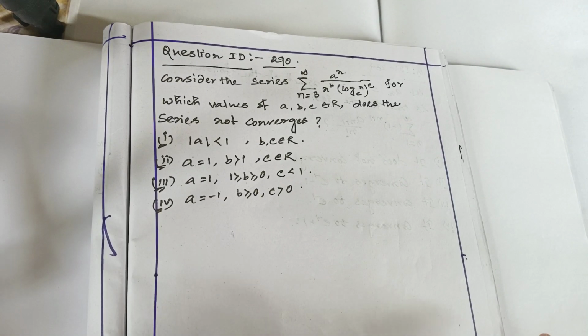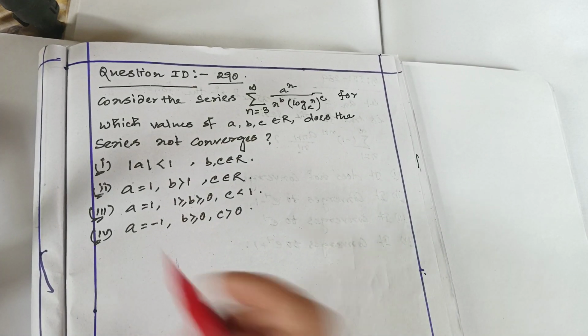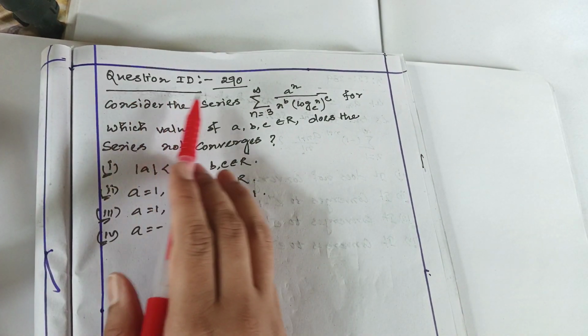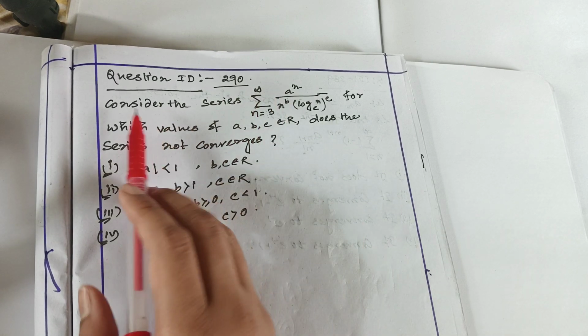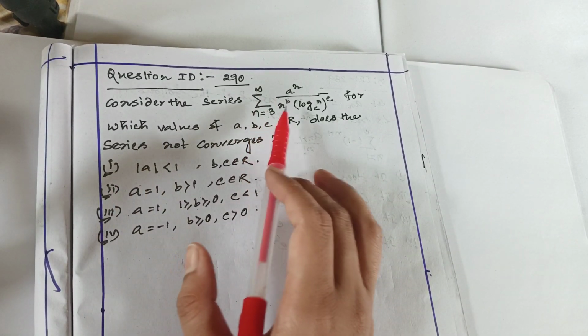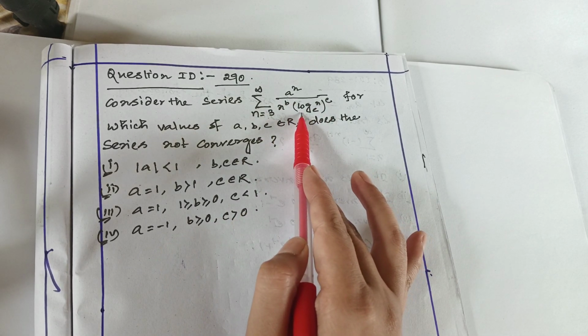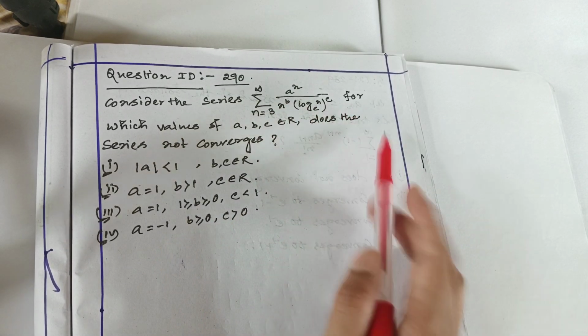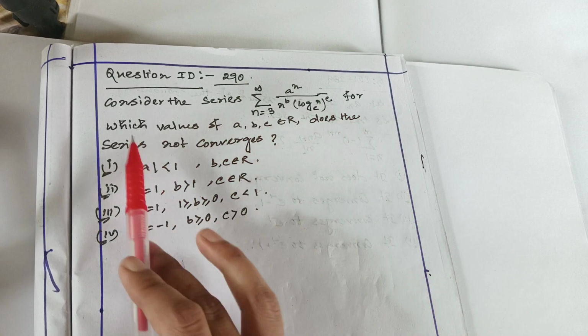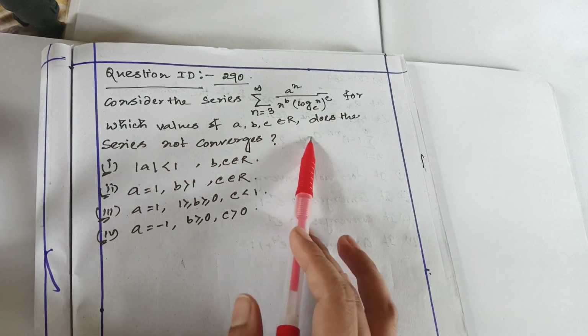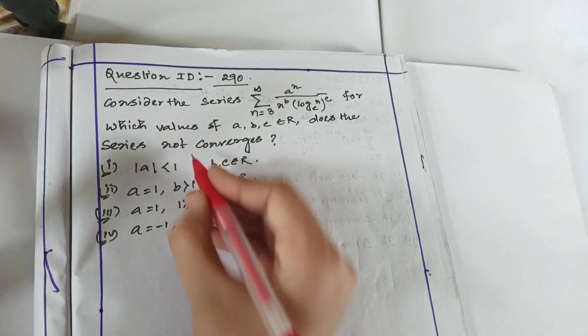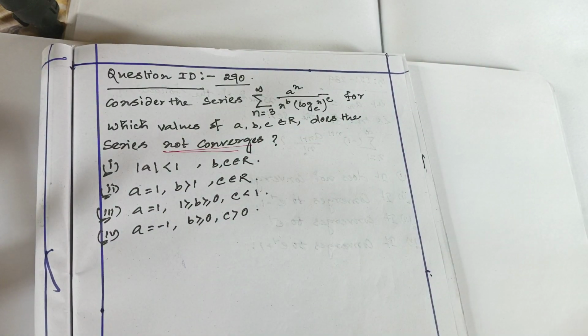Now go to the third question. The question ID is 290. Consider the series summation of n equals 3 to infinity of a to the power n by b to the power n (log n)^c, whole to the power c. For which values of a, b, c belonging to R is the series not convergent, that is, divergent?